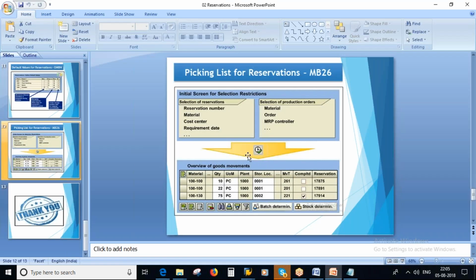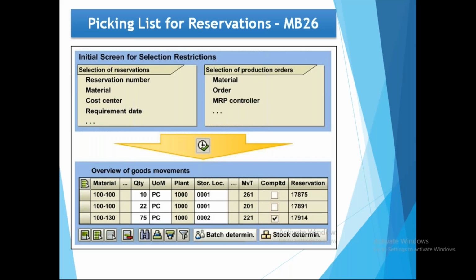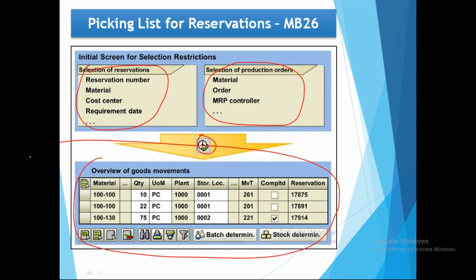So that time you will use this transaction, picking list for reservations, MB26. Here you have the required selection criteria, and you enter the selection criteria. When you execute, the system will give you all the reservations. Once you get the list, you select the required ones, or select all, and then you do the posting.